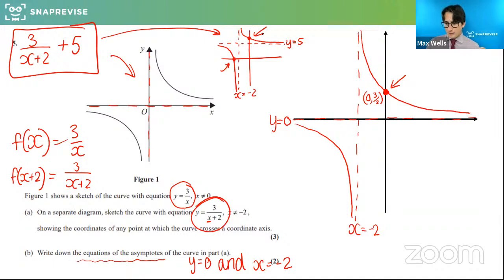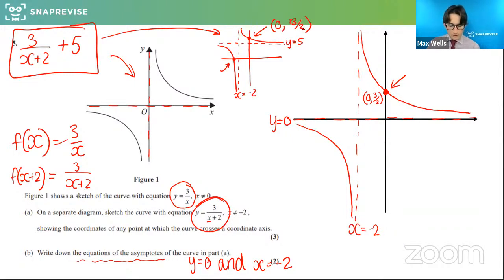So yes, we can sub in when x is 0 and when y is 0. Brilliant. So if we sub in when x is 0, we're going to get 3 over 2 plus 5, which is basically going to be 6.5 or 13 over 2. So very well done to any of you that got that. And you could give it as a decimal as well.